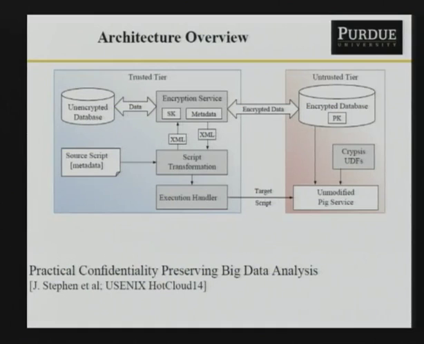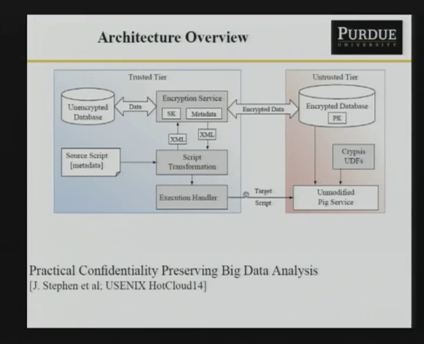Okay, moving on. So this is the high-level idea of our architecture. In the blue box, we have our trusted tier. This is held within our business, or this is the client who initiates the computation. And on the right-hand side, in the red box, we have the cloud infrastructure, which we cannot trust. So how does the computation happen?